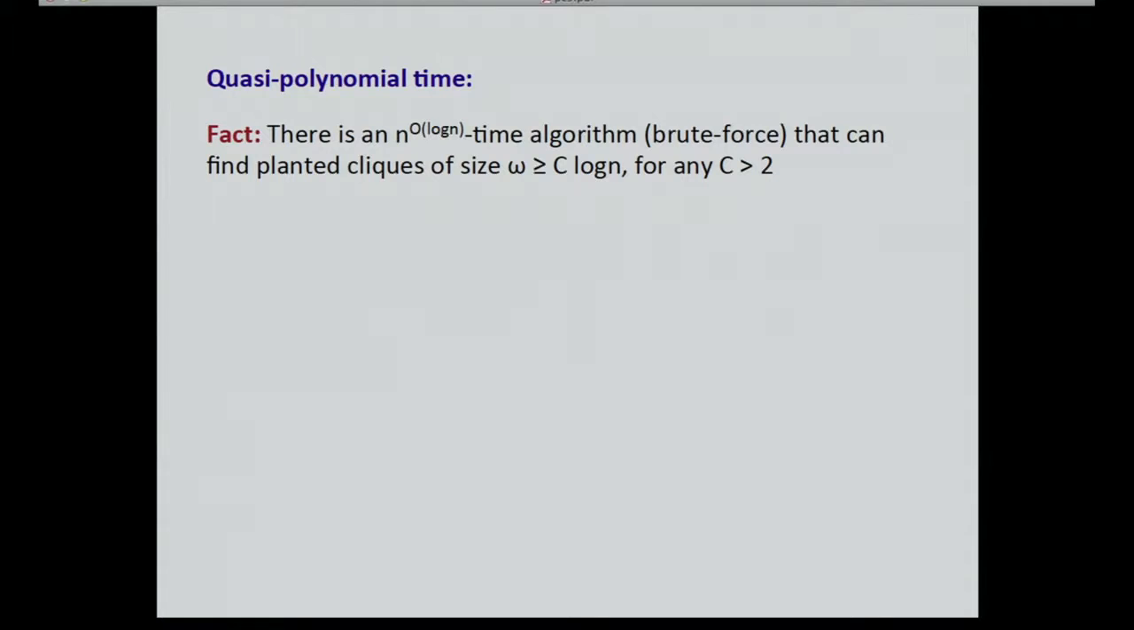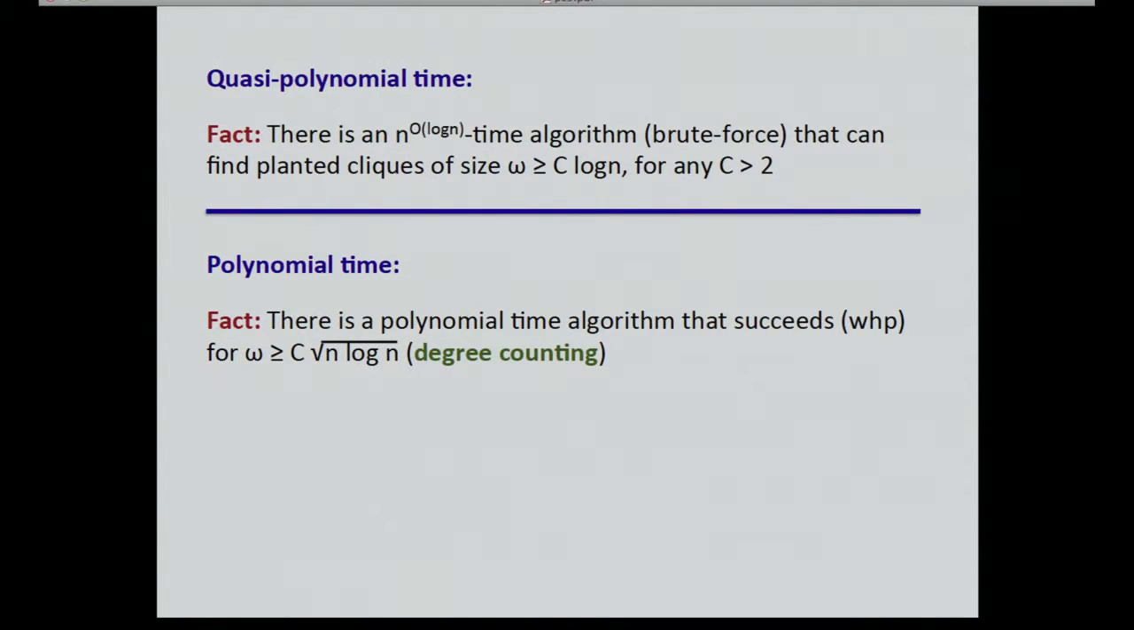So if you just care about information theoretically what's possible when you run in quasi-polynomial time, there's actually brute force search, which just looks for, let's say, a 3 log n or something like that size clique. And it turns out that brute force search in this case can actually find planted cliques all the way down to roughly the information theoretic threshold, that as long as the clique you're planting is size at least c log n, where c is any constant larger than 2, this works. But really the question is, what can you do in polynomial time? And then there's actually a huge gap.